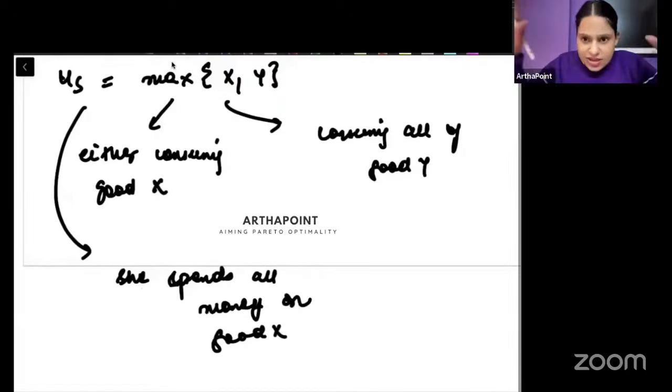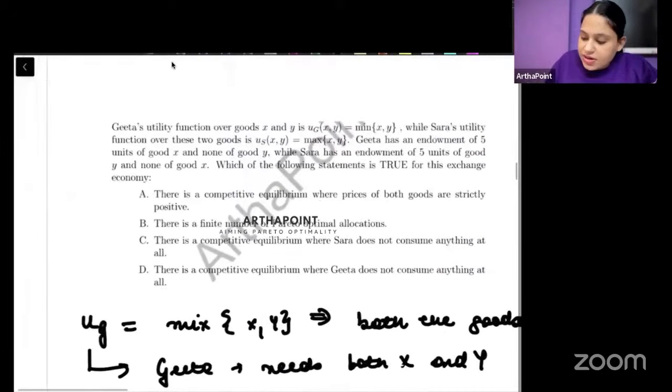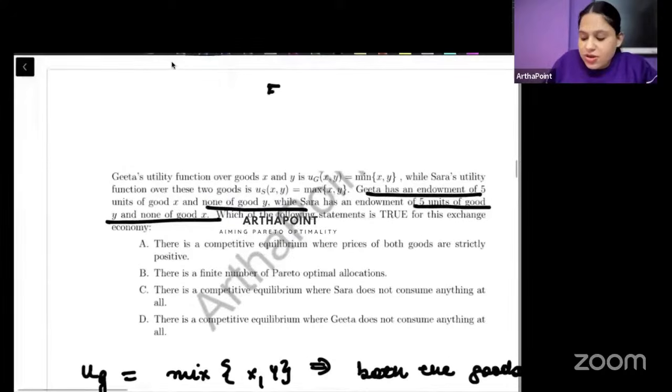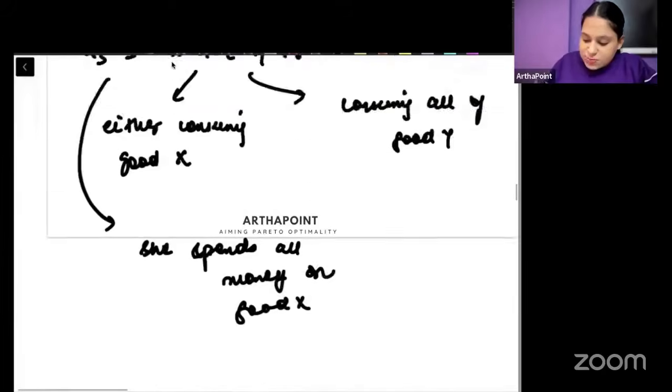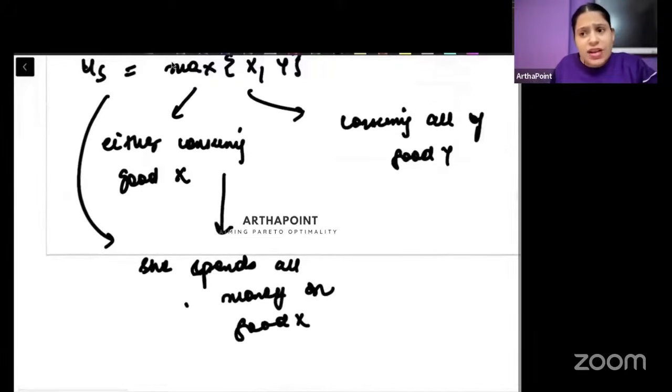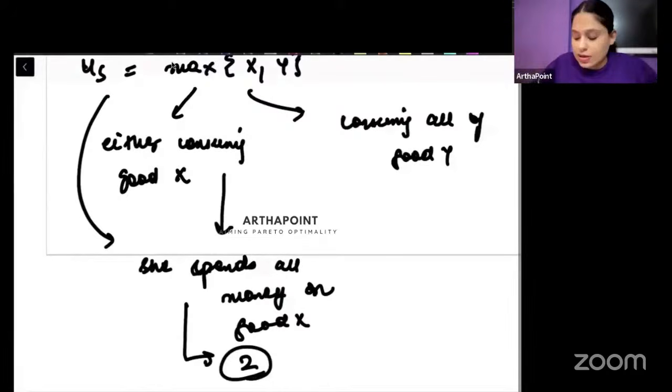Just take some random case in your head. Suppose we know here that the endowment bundle is 5Y and 5X, right? So my endowment total amount of X is 5 and total amount of Y is 5. Now, if she spends all her money on good X, she will consume some amount of good X. Suppose she consumes 2 units. I'm not even solving. I can just eliminate the option here. Suppose she consumes 2X. So X kitna bachega? 3 units of X will be left. And all of Y will be left.